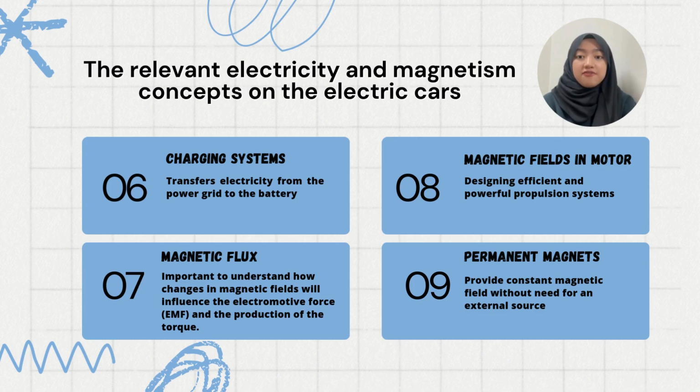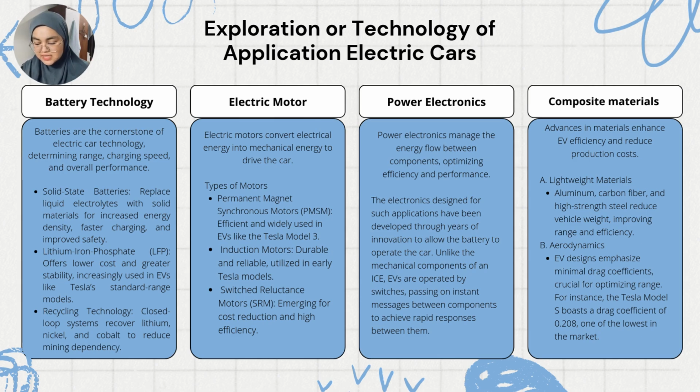This repulsive effect causes the coil to rotate at high speed and, when attached to the axle of a vehicle, creates motion. Next is the exploration of technology and application of electric cars. First is battery technology. Batteries are the cornerstone of electric car technology, determining range, charging speed, and overall performance.